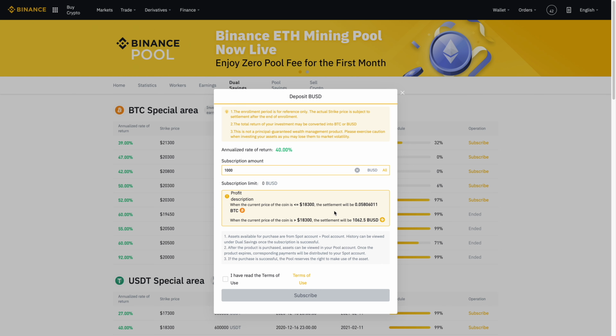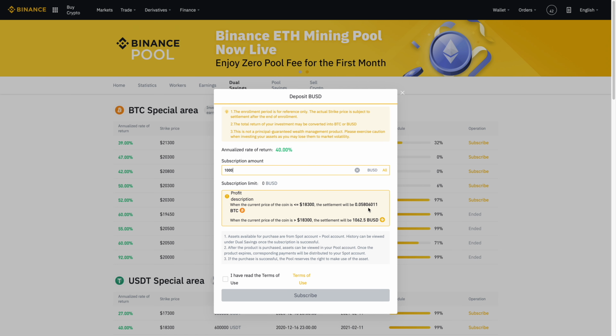This part here changes. That means that if the price of Bitcoin is less than $18,300, then I get this much Bitcoin on that day. That day is February 11th, 2021. However, if the price is above $18,300, that means I will get this much in BUSD. So I get $1,062.50. The reason I'm getting the $62.50 is the interest. That would be the annualized interest over here. So the $62.50 would be my interest.